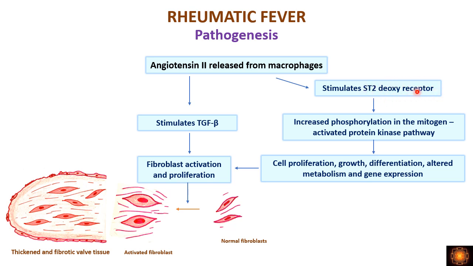Now, when this receptor is stimulated, there is increased phosphorylation in the mitogen activated protein kinase pathway. So this causes further cell proliferation, differentiation, growth, and altered gene expression. So this one also causes the fibroblast activation and proliferation. So totally, angiotensin 2 stimulates transforming growth factor beta and also AT2 receptors, which finally causes fibroblast activation and proliferation. So fibroblasts, when they are activated, proliferate and produce lots of collagen in between, because of which the valve tissue is thickened and becomes more fibrotic.